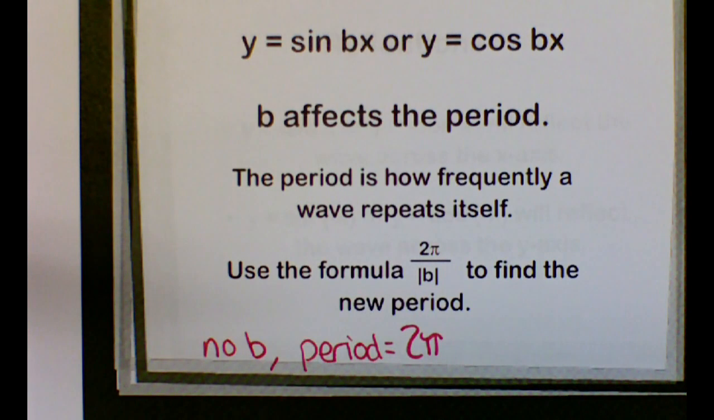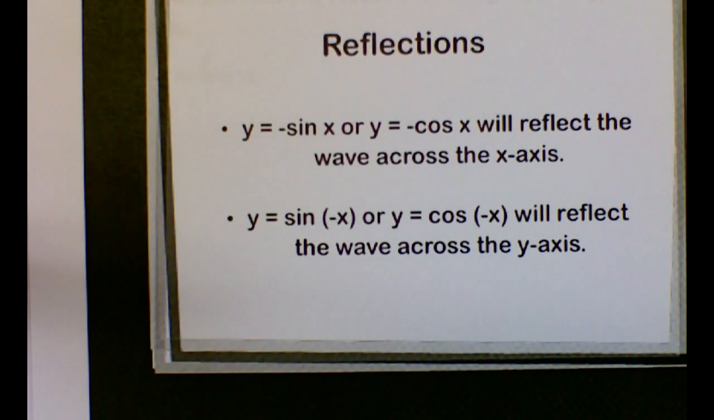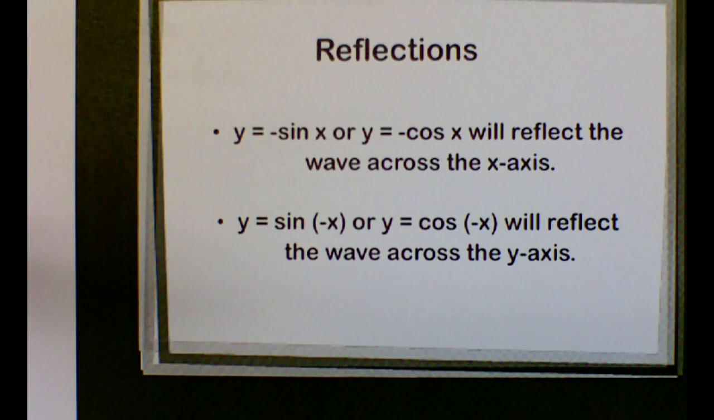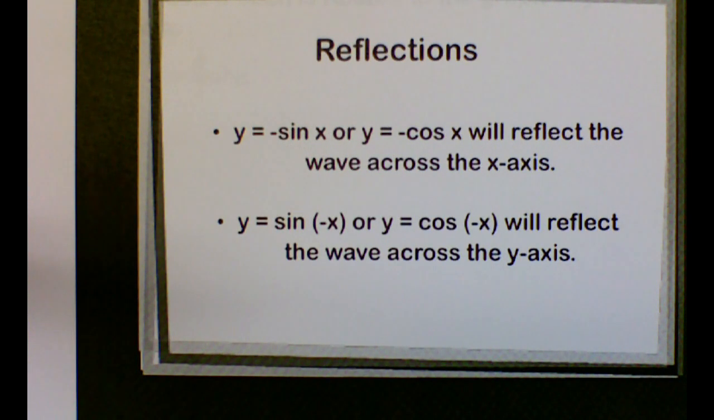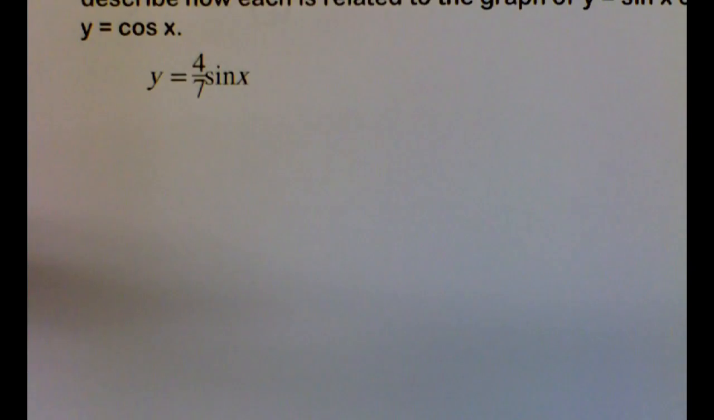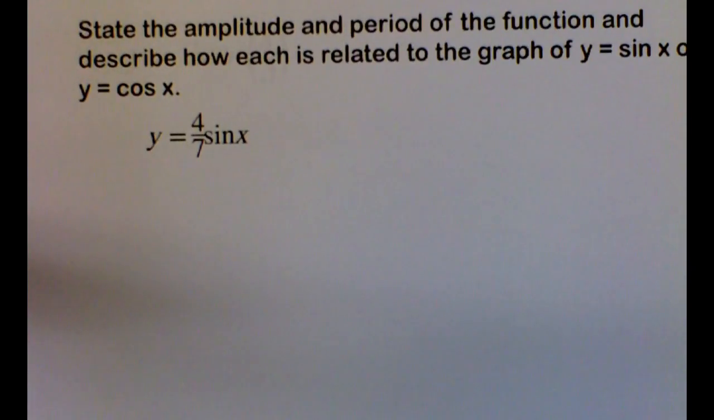You can never say that the amplitude or the period is none. That's not real. The amplitude is initially 1, the period is initially 2 pi, it only changes if there's a value there. And then reflections. If I have a negative sine of x or negative cosine of x, it's reflected over the x-axis. Sine of negative x or cosine of negative x will reflect over the y-axis. So we will state the amplitude, period, and describe how it's related to the graph of y equals sine of x or y equals cosine of x.